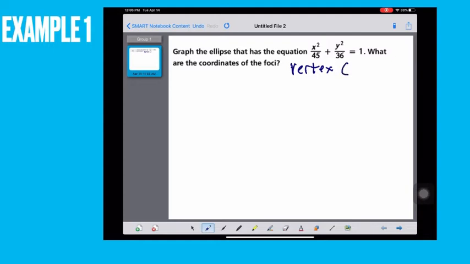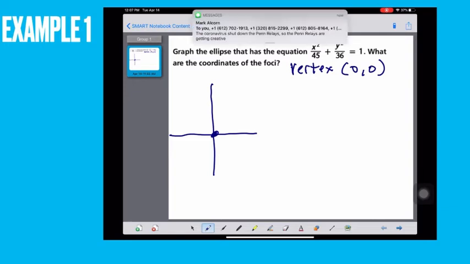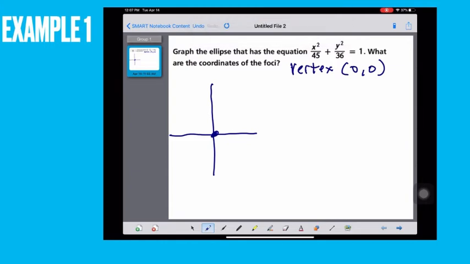Now there's nothing being subtracted, so our vertex is just 0, 0. The next thing we need to find is our a values, because when we're looking at graphing this, our center is right there, and we want to figure out, one, what direction this goes, and then how we can go about finding that focus.